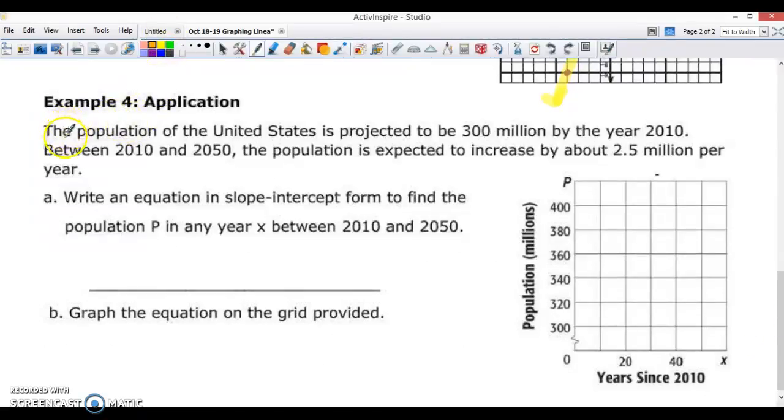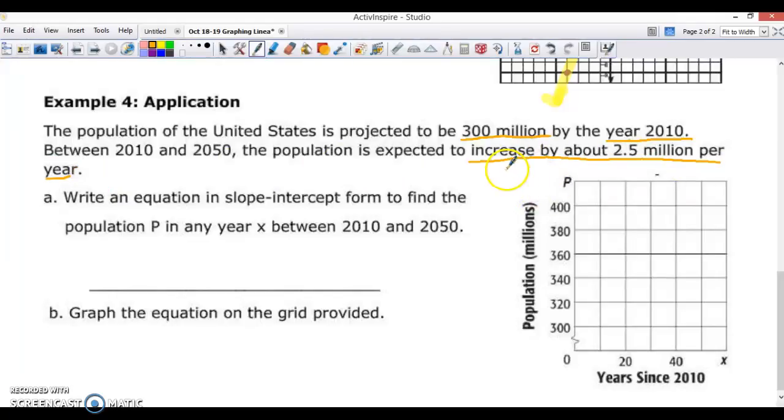All right, example 4, application. So here's a real world problem. The population of the United States is projected to be 300 million by the year 2010. Between 2010 and 2050, the population is expected to increase by 2.5 million per year.